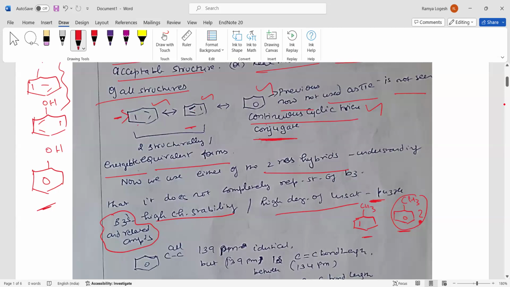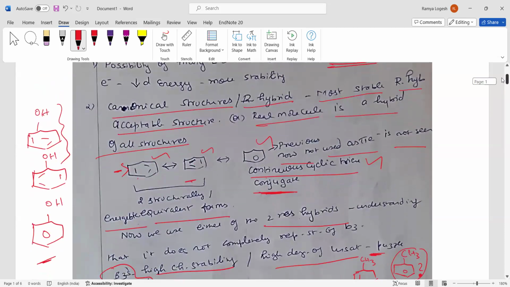Is this because it is having three double bonds? What if the double bonds are in a continuous way, like allenes? You have seen that, right? In allenes, they are continuous. Won't they have that kind of stability? All these things are explained by resonance.